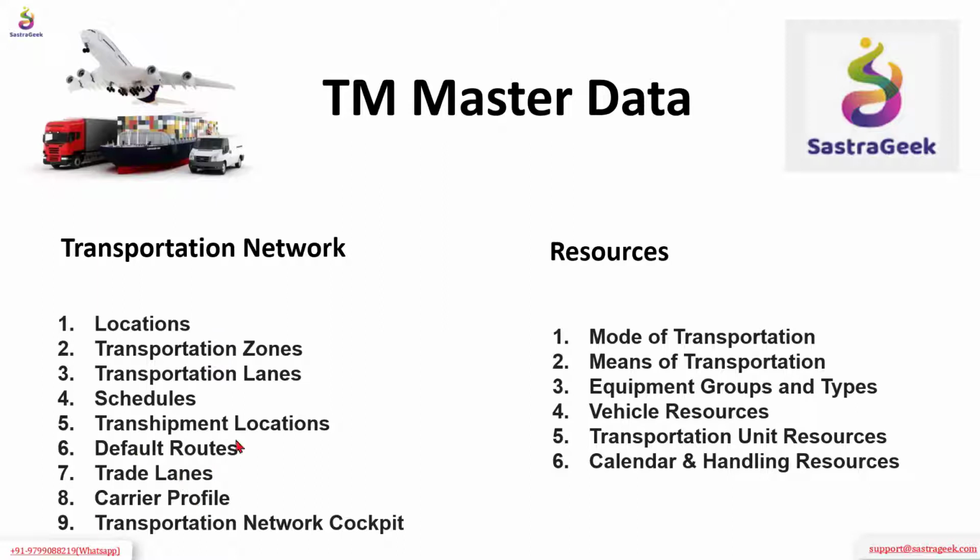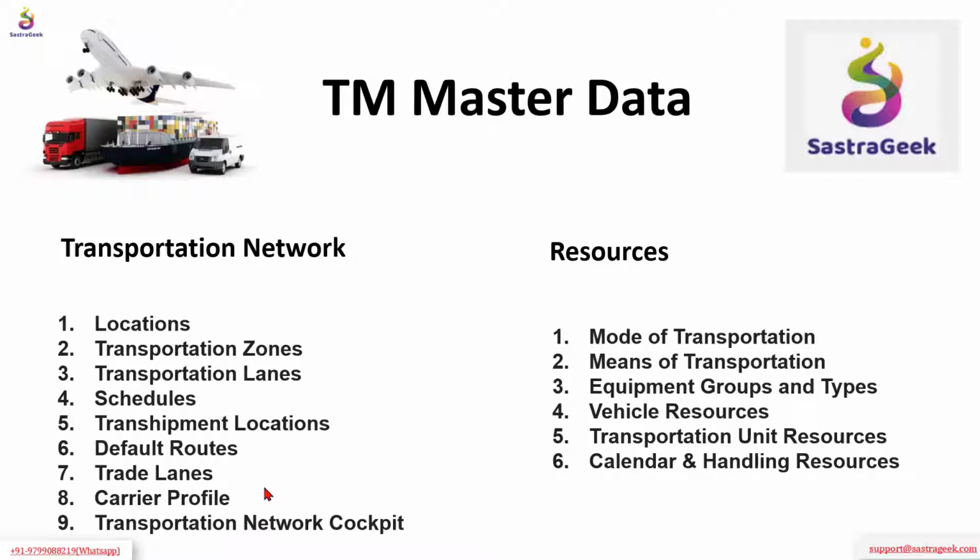Not all things are coming under the network category. I included a few of them, which probably will be necessary for us to understand. So we'll see that. So what are these? Basically locations, zones, lanes, schedules, some default routes or trade lanes, carrier profile, and this cockpit kind of a thing.